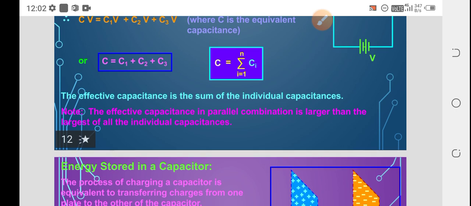Now, what is the effective capacitance? It is the sum of the individual capacitances. So the total capacitance is equal to the sum of the individual capacitances. And what we can note here is that the effective capacitance in a parallel combination is larger than the largest of the individual capacitances.